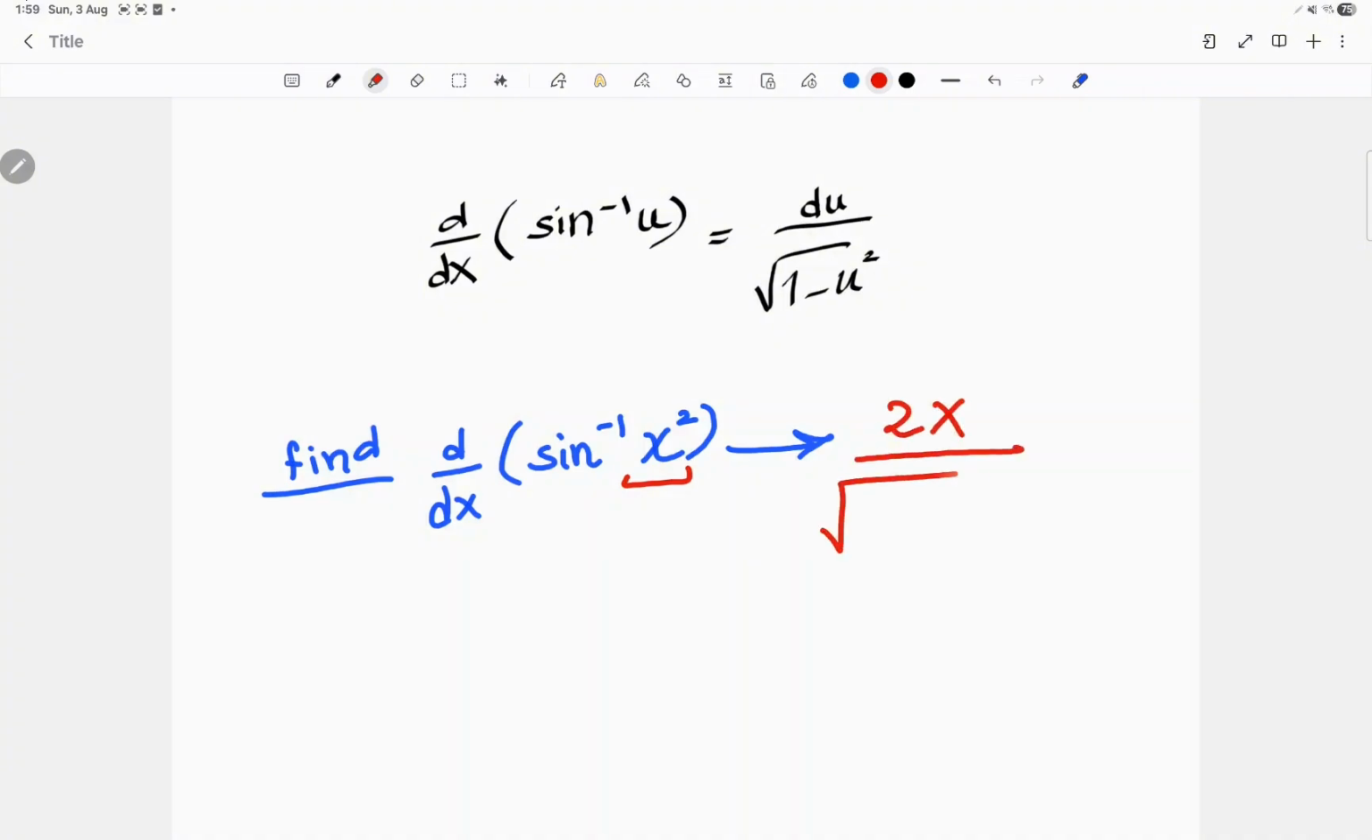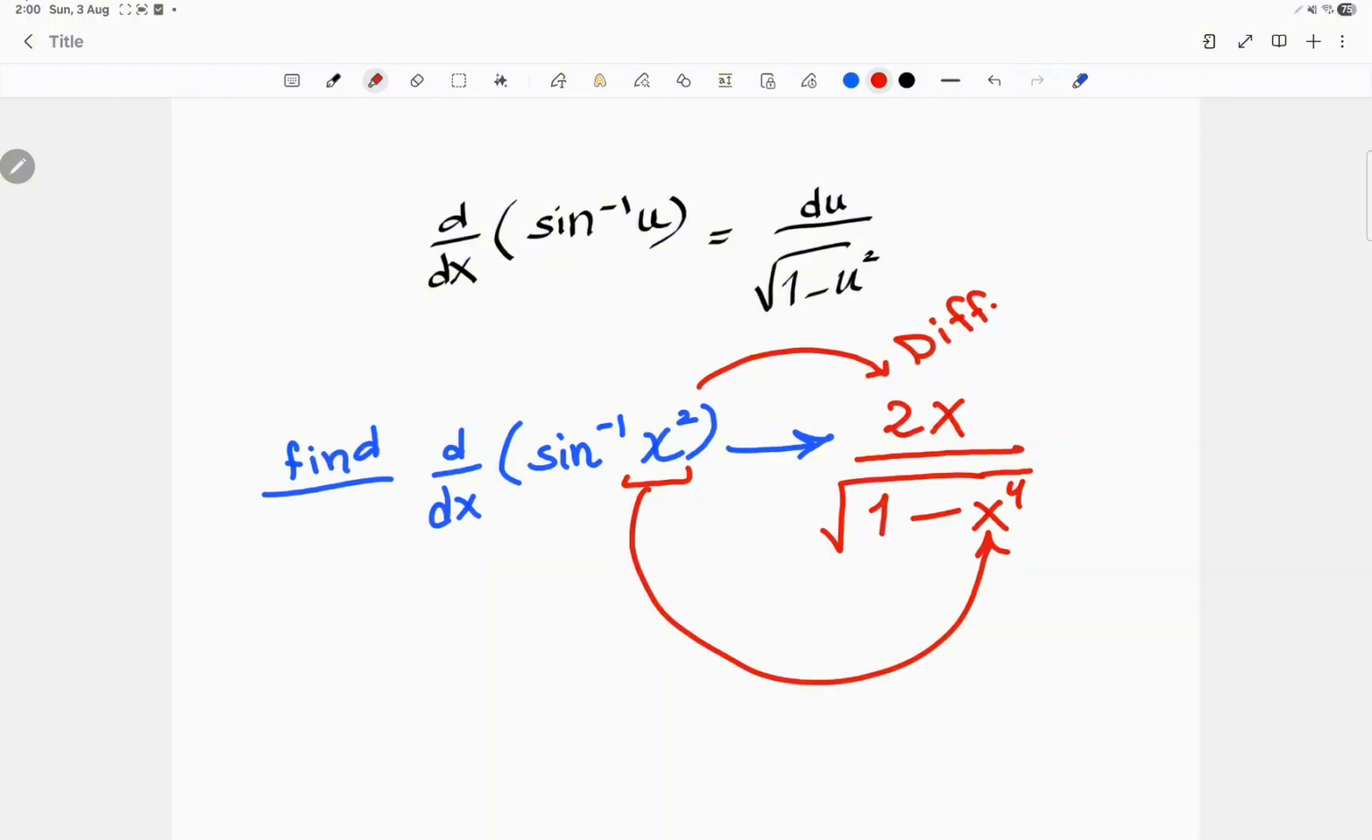Over root of 1 minus. So u became u squared. That means x squared becomes? x to the power of 4. And that's how we do it. It's very simple. On the top, you must differentiate. On the bottom, you will do 1 minus, and you must square whatever you have.